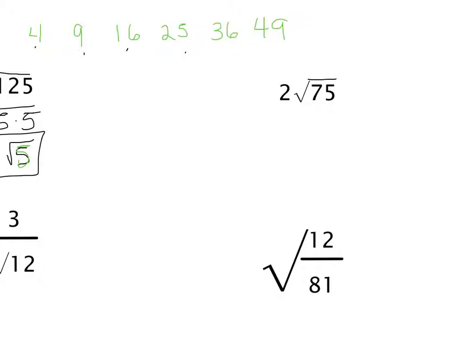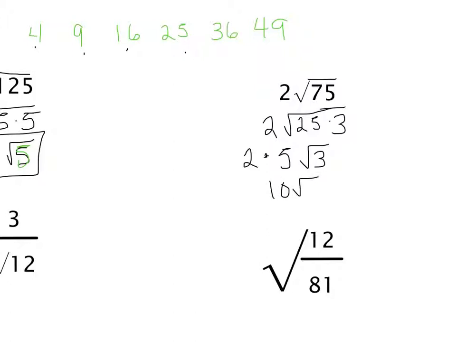Alright. How about this one? 2 times the square root of 75. Again, I notice that can be divided by 25. 25 times 3 gives me 75. So I've got this 2 on the outside, 5 square roots of 3. And there is multiplication in between your outer number and any number that you take out, leaving you with 10 square roots of 3 as your final answer.